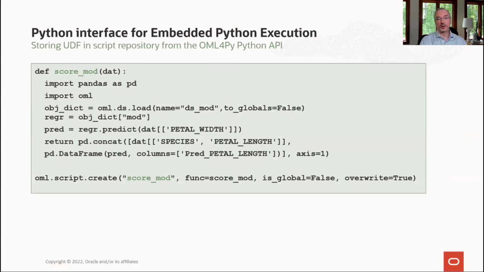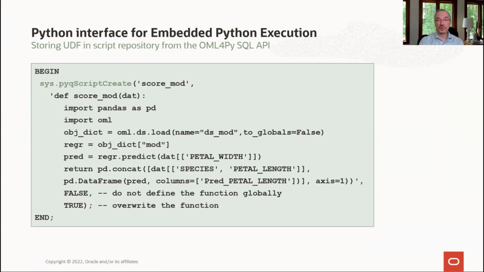So with the model already created, let's define a function that uses that model to make predictions. In this case, the predictions are about the petal width using the iris dataset. We're returning the predictions along with the corresponding species and petal length predictor values. The oml.script.create invocation is what stores the UDF in the database script repository. And by convention, we're using the same name, score_mod, to identify the function in the script repository, passing the UDF itself. The additional arguments indicate that we're not planning to share this function with other users and to overwrite the entry if the function already exists.